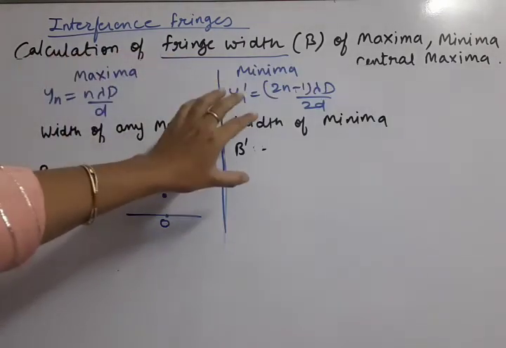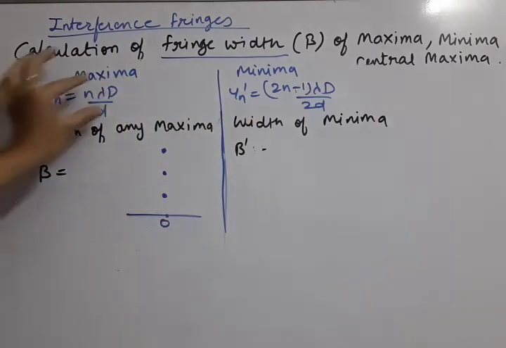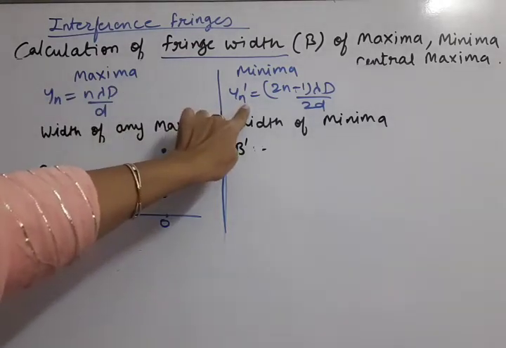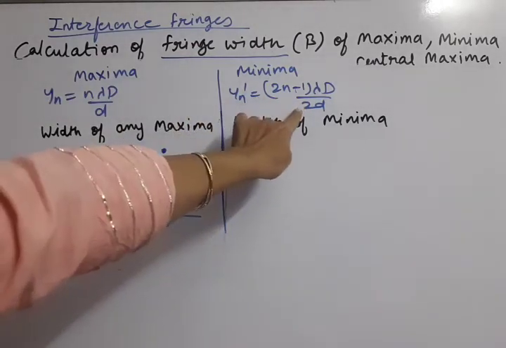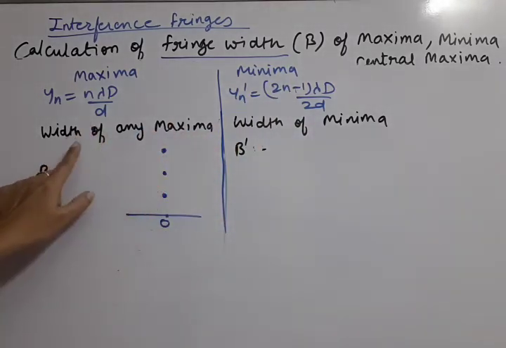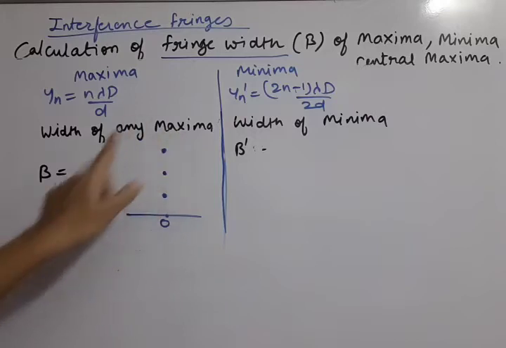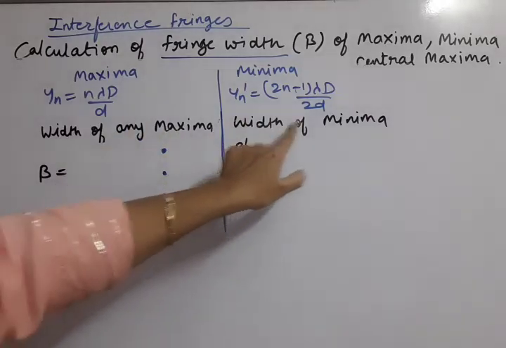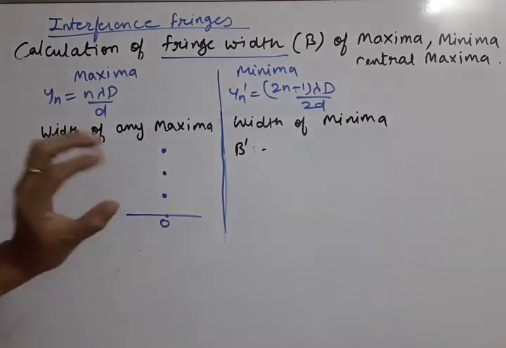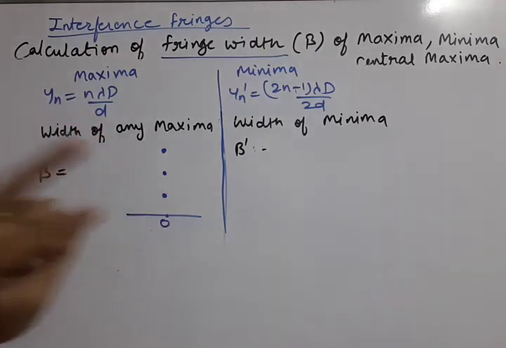Now the table is still continuing. These formulas are already written. Maxima formula, displacement is n lambda D by d. Minima formula is yn dash equal to (2n minus 1) lambda D by 2d. Now how to come to the width calculation? If we have to calculate the width of any maxima, that means beta, or the width of any minima, that means beta dash, what is the idea? We have to subtract the consecutive displacements.